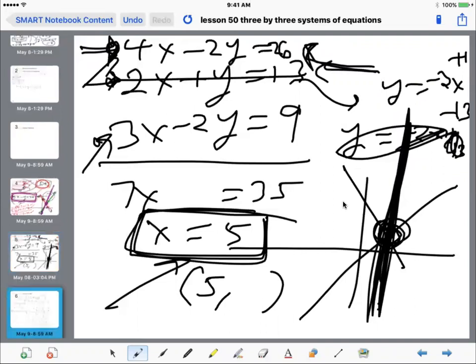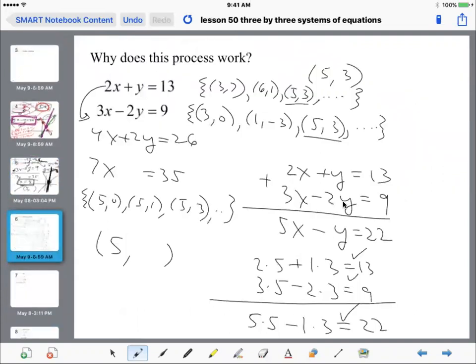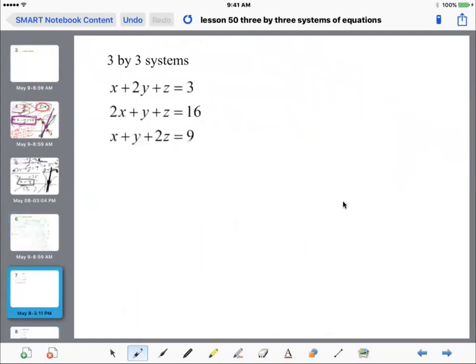Okay, now today's lesson is about a new method of solving systems.